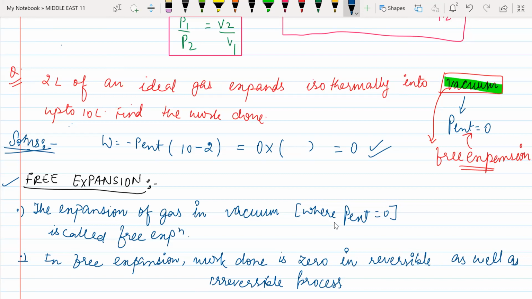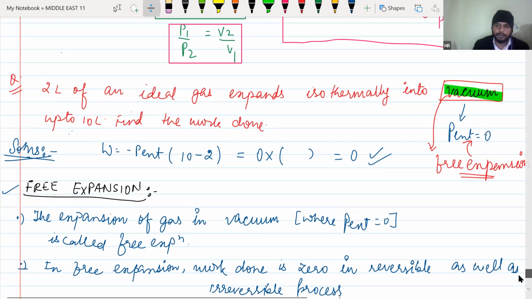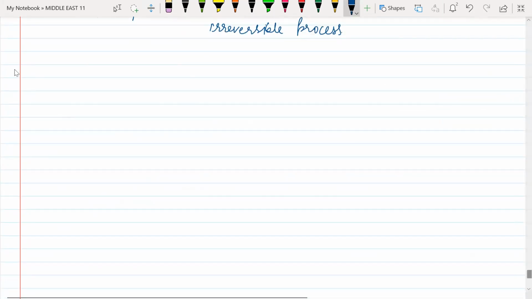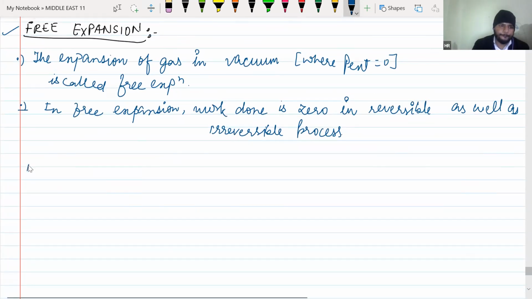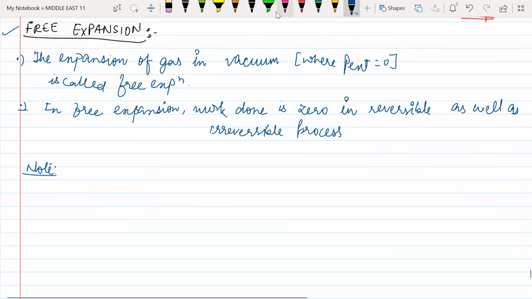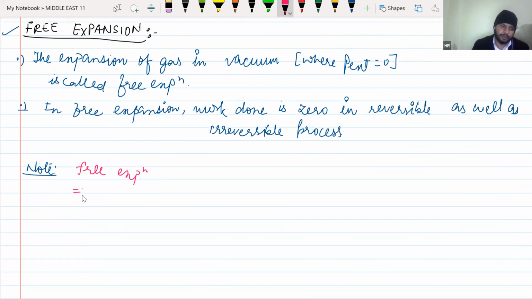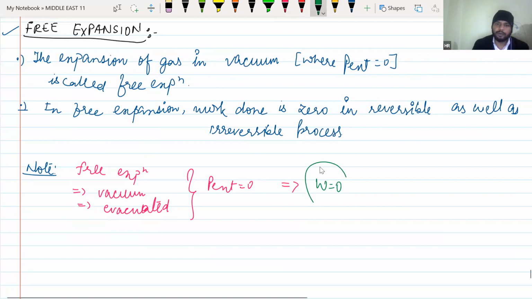Done, sir. Thank you, everyone. Krishna? Yes, sir. Fawaz? Sir, the last line was left. Okay, this line. Yes, sir. And you can write from the note that free expansion, or another term used, vacuum or evacuated. In these three terms, that means P external equals 0. Whichever of these terms is used, work done will be equal to 0.